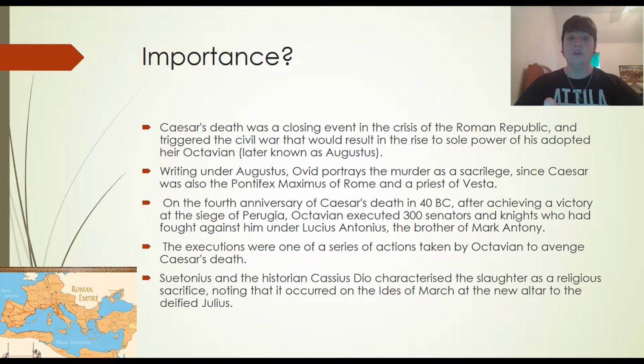And on the 4th anniversary of Caesar's death in 40 BC, after achieving a victory, Octavian executed 300 senators and knights that had fought against him under the brother of Mark Antony, Lucius Antonius. The executions were a series of actions taken by Octavian to avenge Caesar's death to the amount that he saw fit. Suetonius and the historian Cassius Dio characterized the slaughter as a religious sacrifice and observance, noting that it occurred on the Ides of March at the new altar built to the deified Julius. So Julius Caesar now held his own altar and sacrifices of the betrayers made to him and Jupiter.